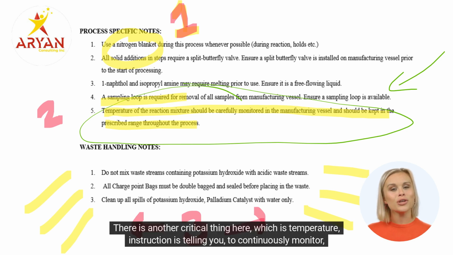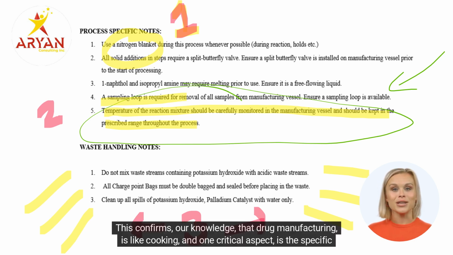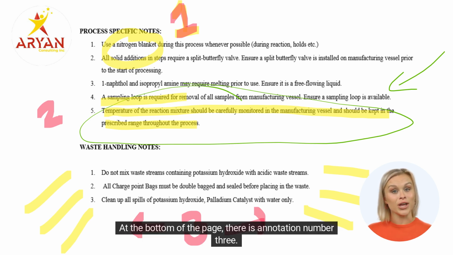There is another critical thing here, which is temperature. The instruction is telling you to continuously monitor and record the temperature of the mixture throughout the period, and it should be between the prescribed range. This confirms our knowledge that drug manufacturing is like cooking, and one critical aspect is the specific temperature range. At the bottom of the page, there is annotation number 3.